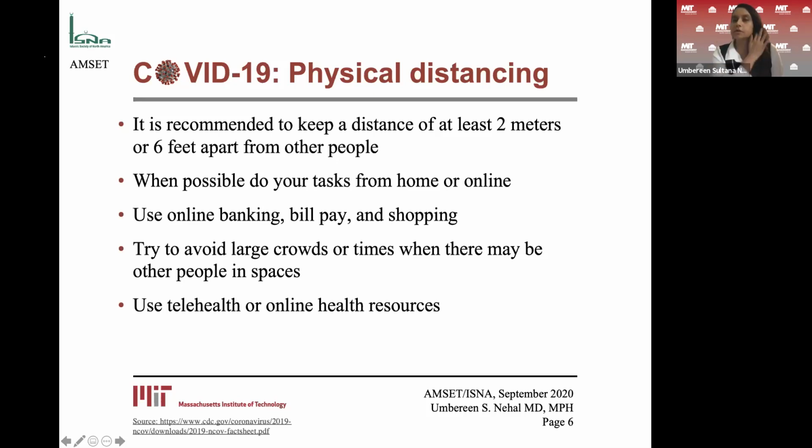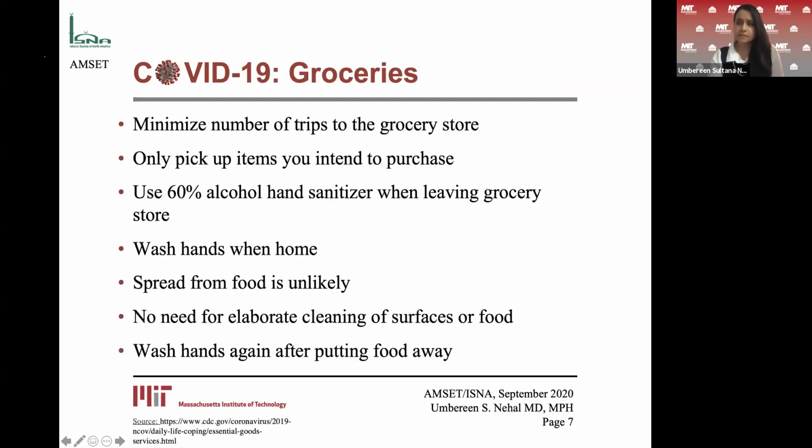When possible, do your tasks from home or online, whether it's banking or bill pay or shopping. Avoid large crowds, and consider using telehealth or online health resources, particularly for those who are elderly or have chronic illnesses. For some specifics on groceries, minimize your trips to the store.